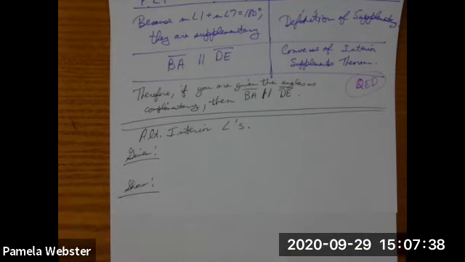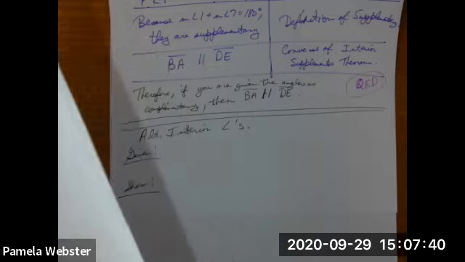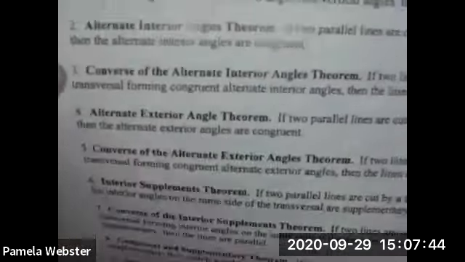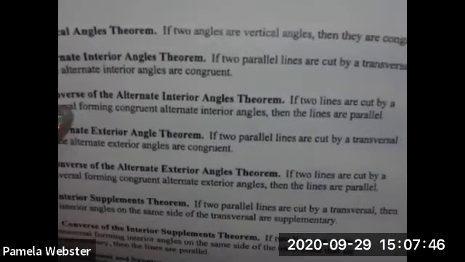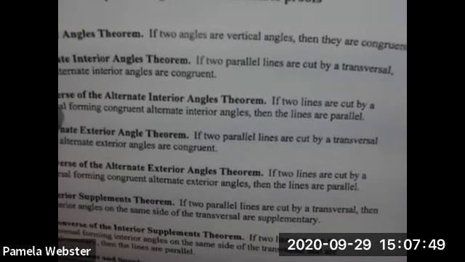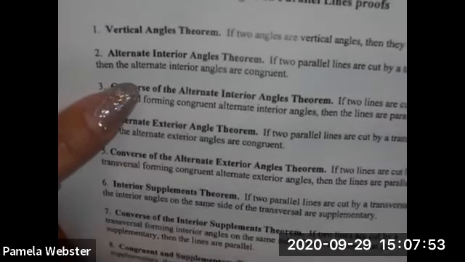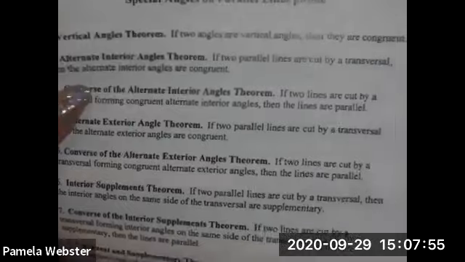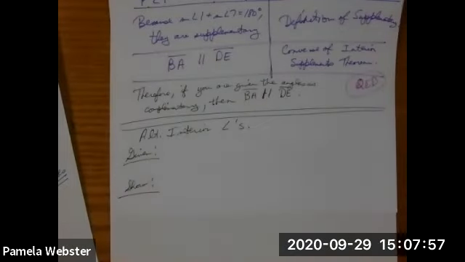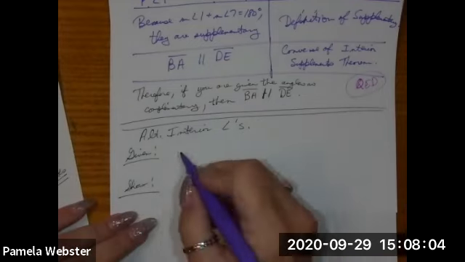And I'm going to give you a little hint here. Whenever you're doing your ifs and thens, and you're trying to make this into a given and a show, look here at number 2. If you have two parallel lines that are cut by a transversal, then the alternate interior angles are congruent. It's almost always going to be that the if part is your given and the then part is your show, okay? So given.